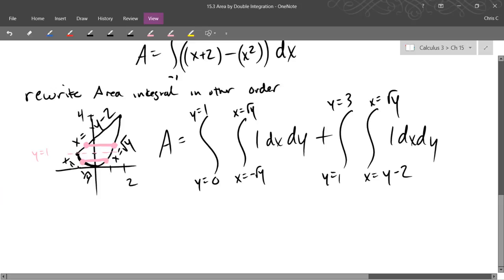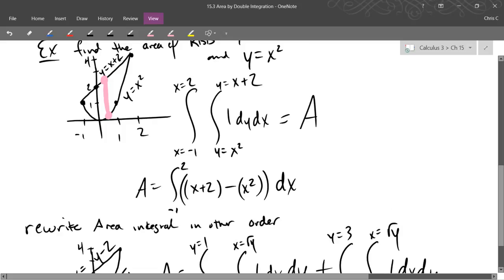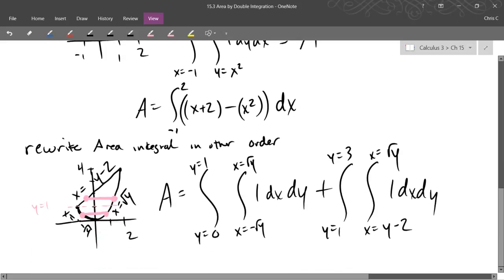So for this reason, if I was actually finding the area, I would go for the first one. The integral looks easy, and the setup was way easier in the first one. If I found that integral to be impossible, then I may have to switch to the second one. Question. It says y equals 1 to y equals 3. Looks like it's 4. Correct.